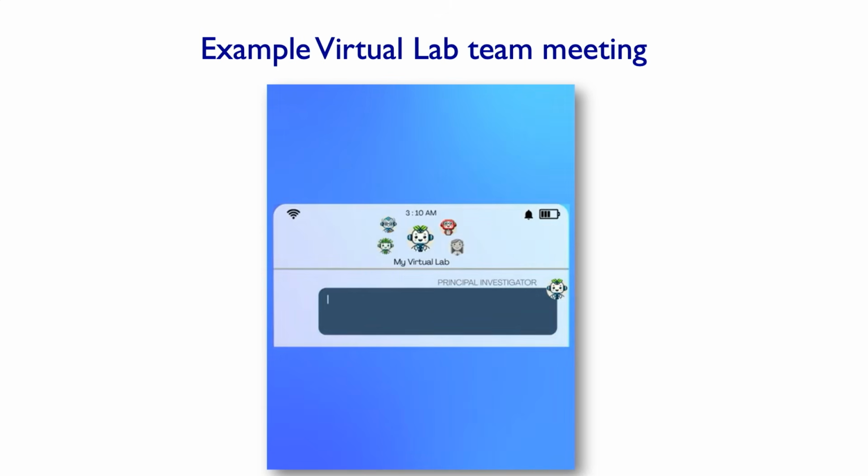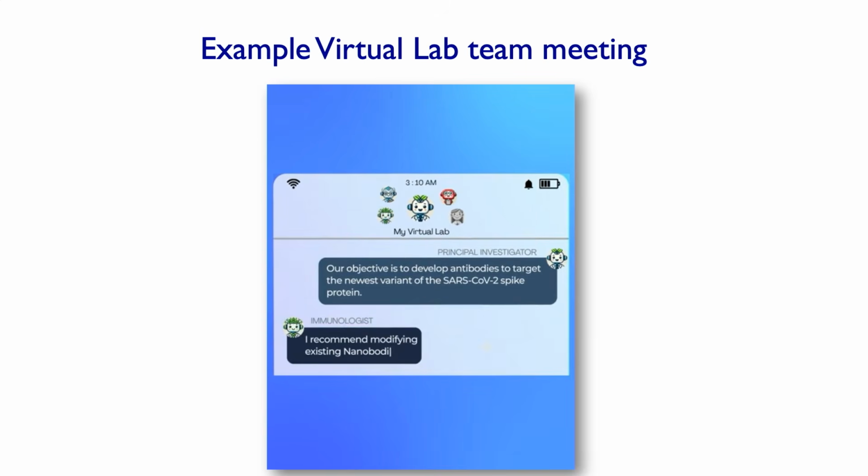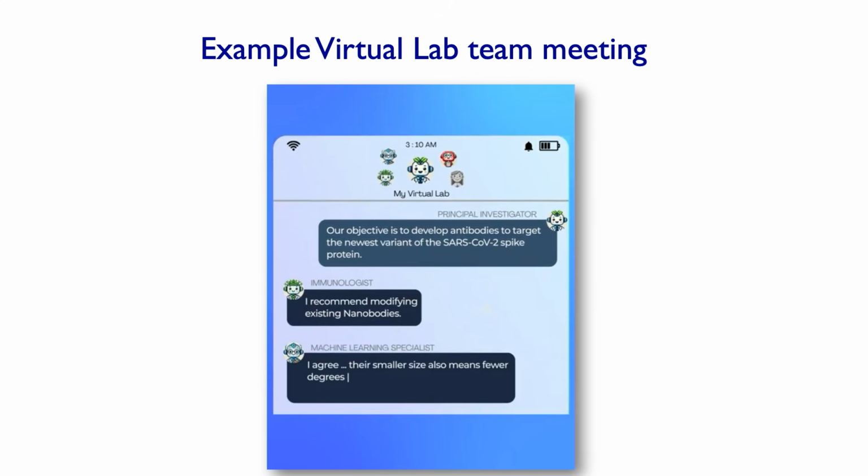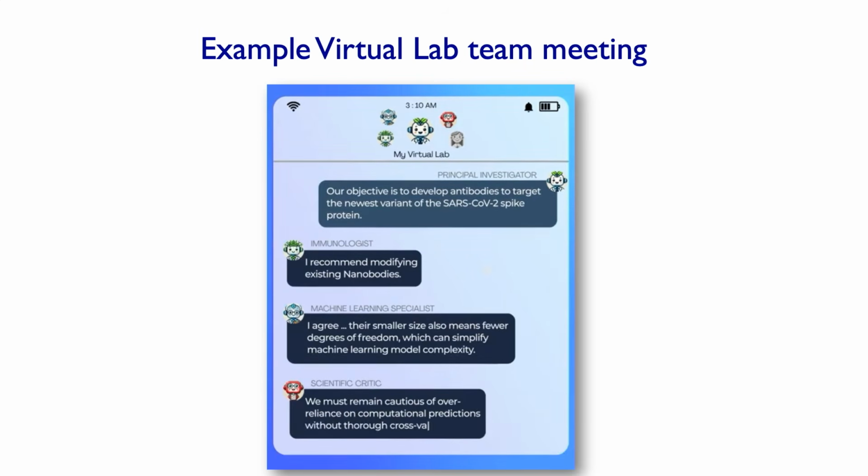You can see in the beginning of the meeting, the PI agent explains to all the other agents the objective of the project, which is to design binders, especially to the spike protein, which is the important part of these new COVID variants. Then the other agents speak up and contribute their ideas sequentially. In this case, the immunologist agent spoke up second and recommended designing these binders in the form of nanobodies, which are smaller proteins. Then the machine learning agent said that it likes the idea of nanobodies because they're small. That simplifies our jobs as agents to predict, model, and optimize their structures.